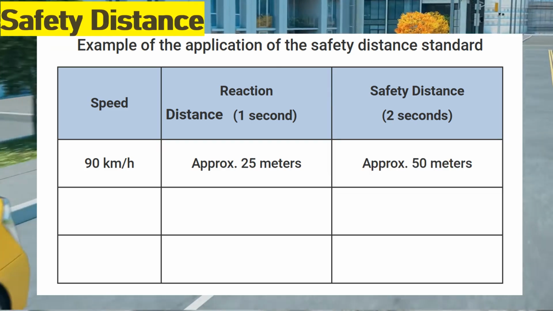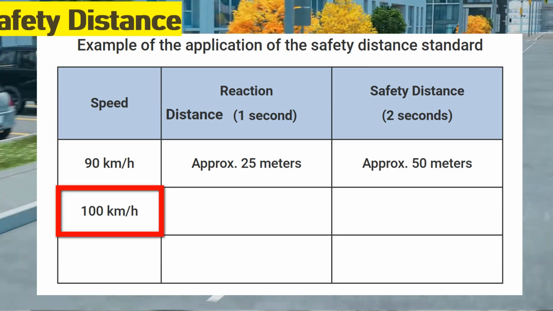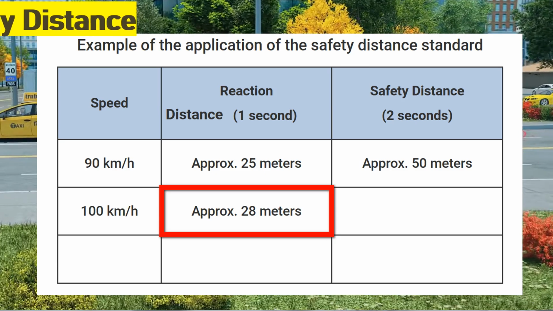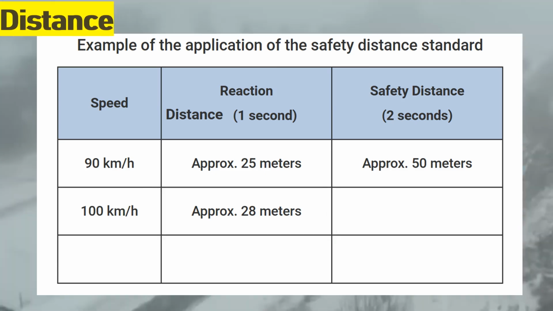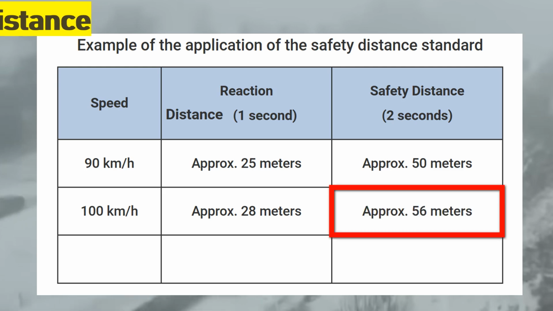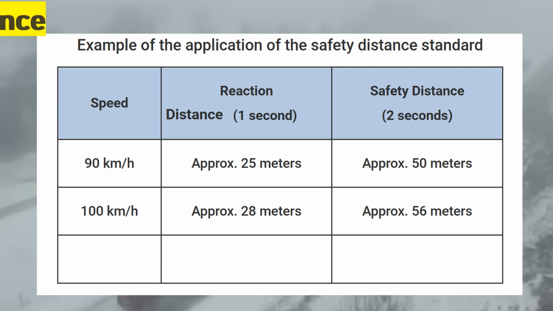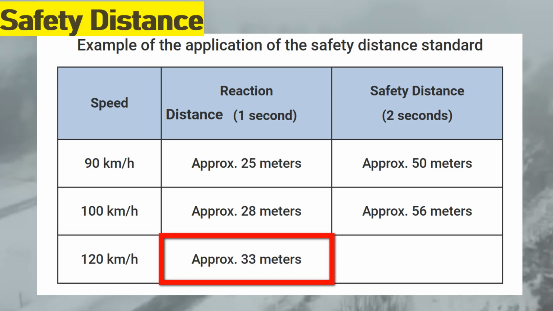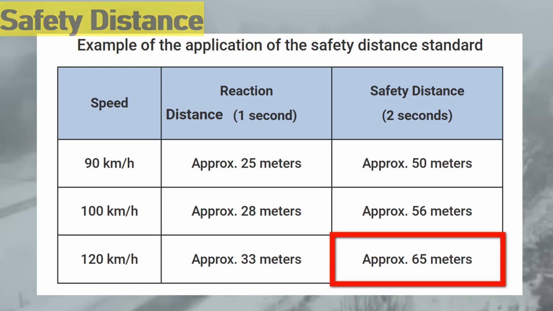Similarly, when the speed is 100 km per hour, the reaction distance will be approximately 28 meters. According to this, the safety distance needed is approximately 56 meters. Now you can see when the speed of a vehicle is 120 km per hour, the reaction distance will be approximately 33 meters, and the safety distance must be double, that is 65 meters approximately.